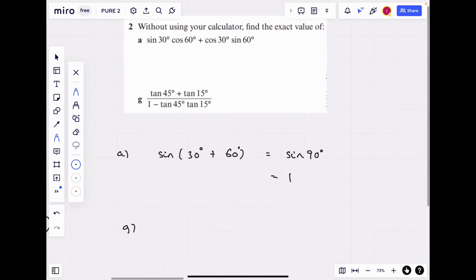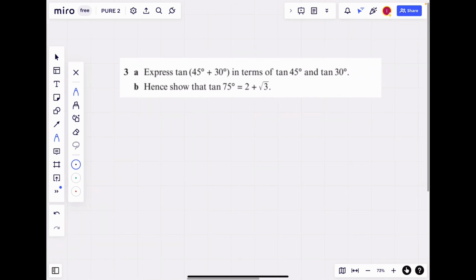Then for G, you're going to use the tan addition formula. It's a plus here, which means inside your bracket, it's also going to be a plus. 45 plus 15, which gives tan 60, which is the same as root 3. Nice and easy. Okay. Try question 3 for me, please.